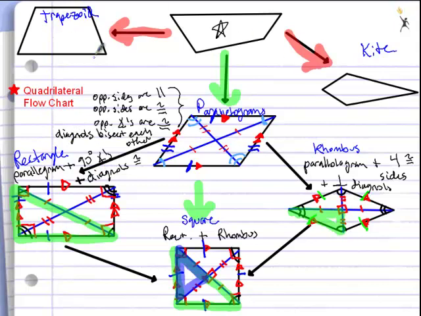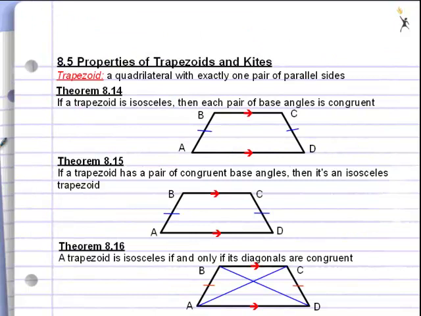So let's talk today about trapezoids and kites. A trapezoid is a quadrilateral with exactly one pair of parallel sides. So we know that in a parallelogram, both pairs of opposite sides are parallel. Trapezoids have one set of parallel sides.